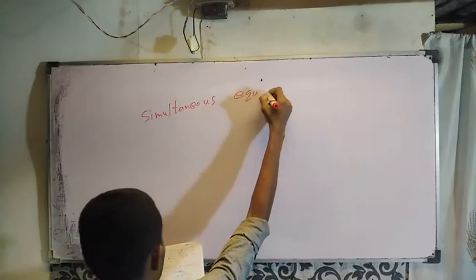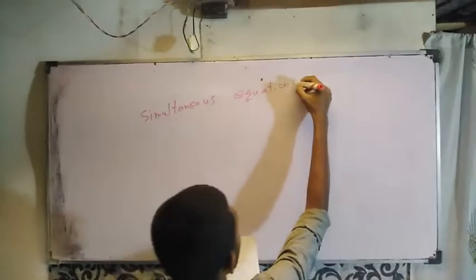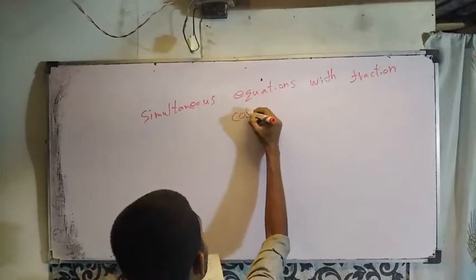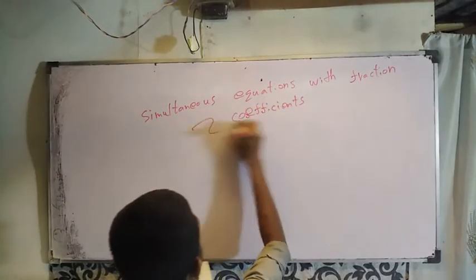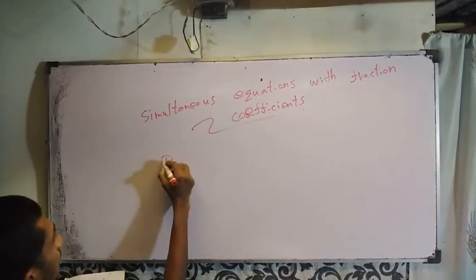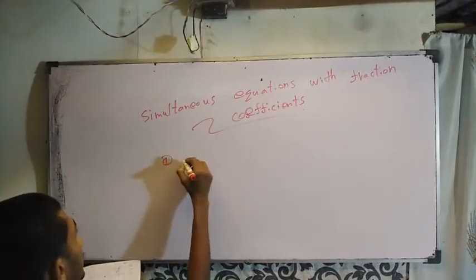Now after part B, we have to discuss simultaneous equations with fraction coefficients. We'll make a review of the model 1 math.